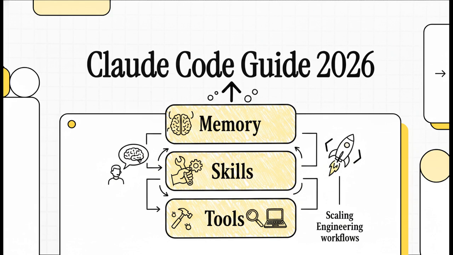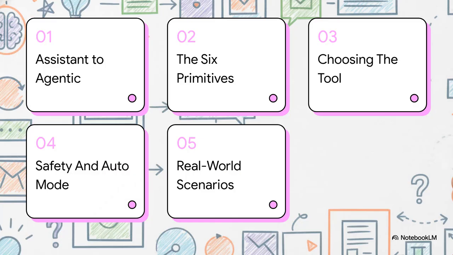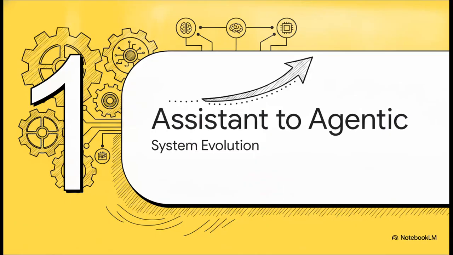Let's get into it. Here's our roadmap for today. First, we'll look at the shift from assistant to agentic system. Second, we'll cover the 6 extensibility primitives. Third, choosing the right tool. Fourth, safety and auto mode. And finally, number 5, some real-world engineering scenarios. Okay, let's dive into this.